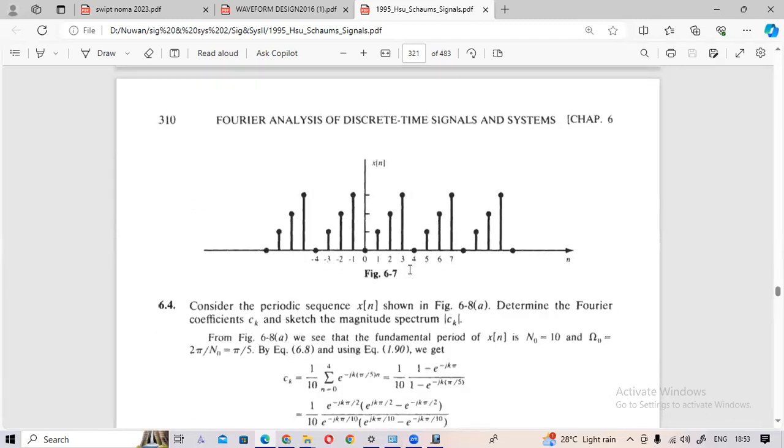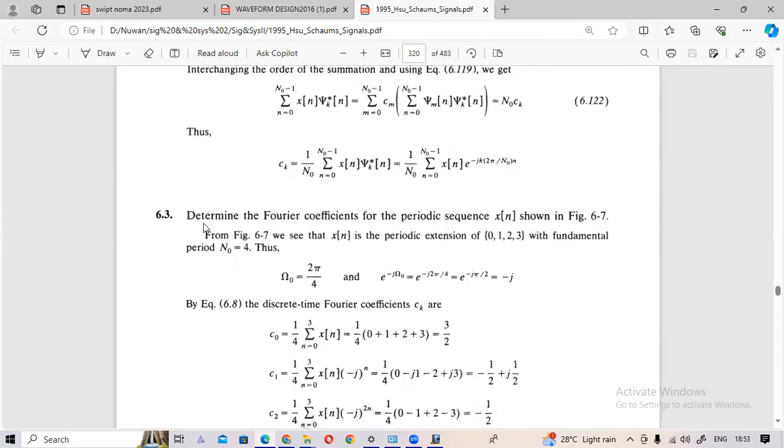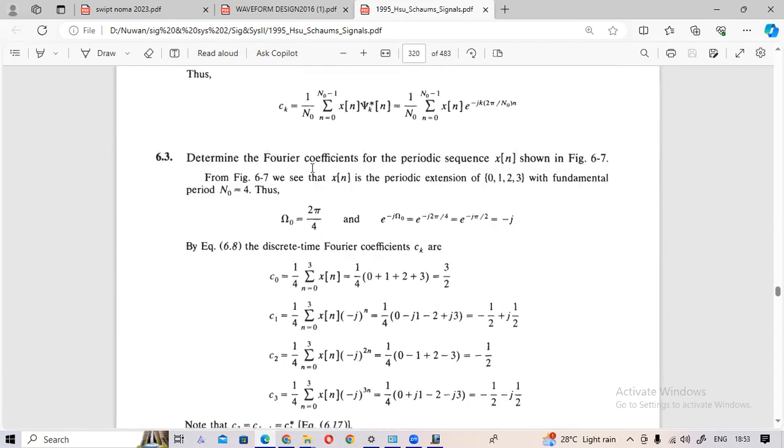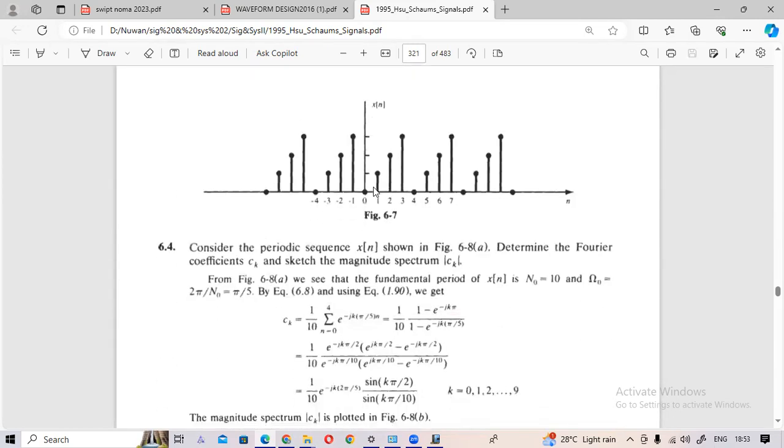Figure 6.6. So here, determine the Fourier coefficients for the periodic sequence x n shown in figure 6.1. So I will take this. Here it asks to determine the Fourier series coefficients. What does Fourier coefficients mean? They are asking to evaluate this CK value only. So that is Fourier coefficients. So we will take this example.